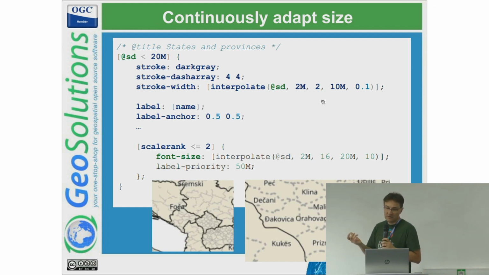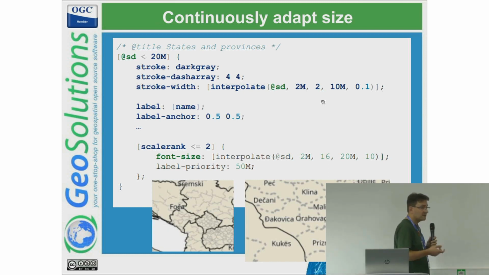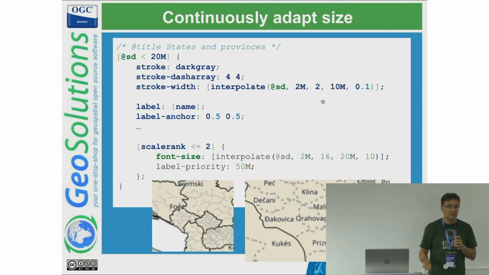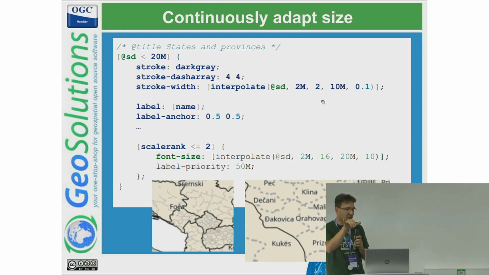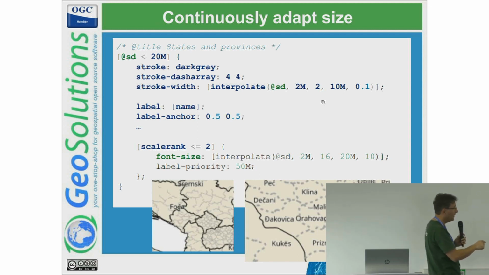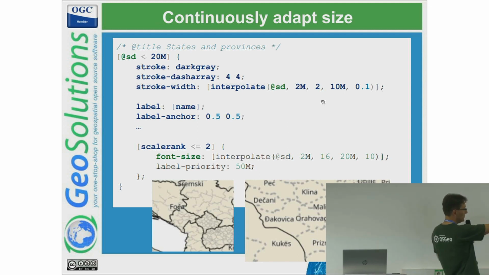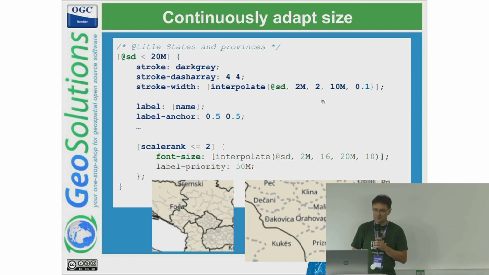And instead, with this interpolate function, we interpolate on the scale denominator property of the current scale, and we say, well, okay, I want 2 pixels at 2 million, 0.1 pixels at 10 million, and that's it. Figure out the rest by yourself. And so it linearly interpolates between the two extremes. And it has been done for the stroke width of the provinces subdivision. You can see the dash pattern getting thicker. And it does the same with the labels, with the font size of the labels.